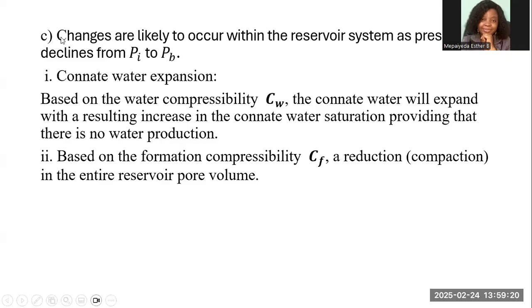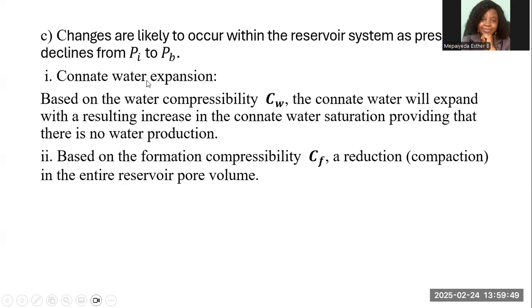Okay, so let's look at the third question that says, what are the changes that are likely to occur? You have connate water expansion as a change that is likely to occur within your reservoir system. You have reduction in the entire pore volume as production occurs. So these are some changes which are likely to occur between your Pi and your PB.